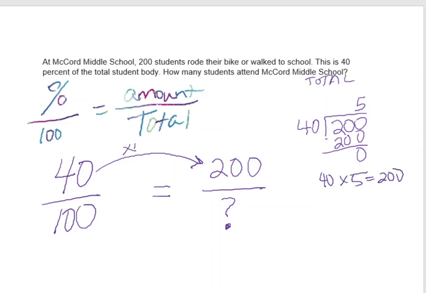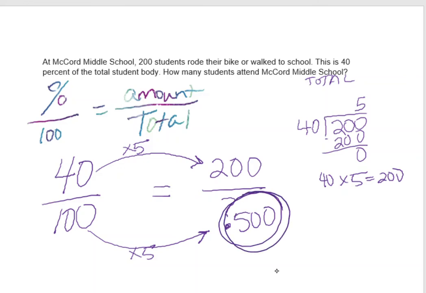So we're multiplying the top by 5, so that's what we would multiply the bottom by to get our answer. So 100 times 5 is 500. So that tells me that there are 500 total students. 200 out of 500 ride their bike or walk to school, and 200 out of 500 is equal to 40 out of 100, or 40%.